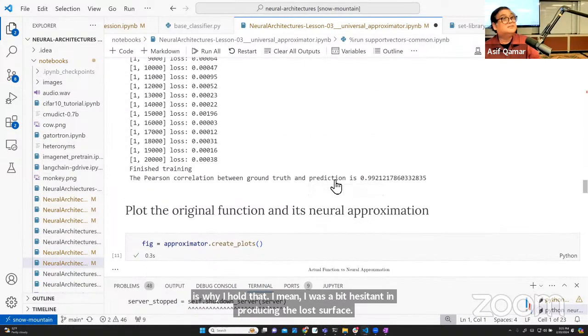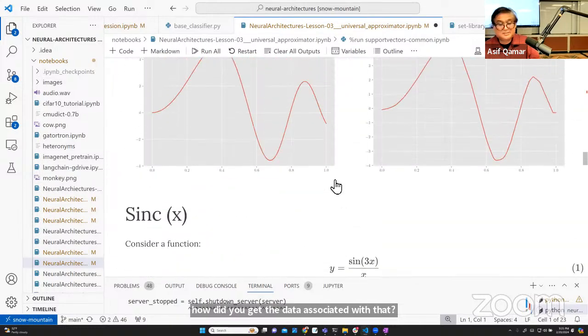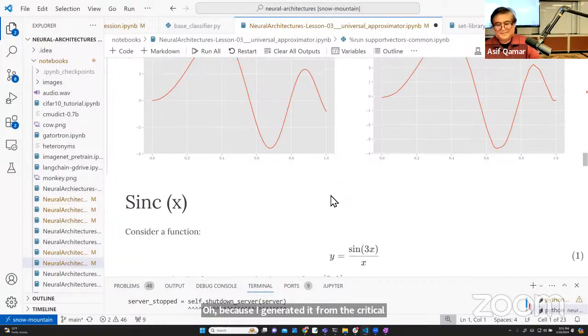Asif, how did you get the data associated with that weird function? How did I create the data for that? Yes, because you defined a long weird function. Then how did you give the data? Oh, because I generated it from the mathematical function. Just sampled off the mathematical function.